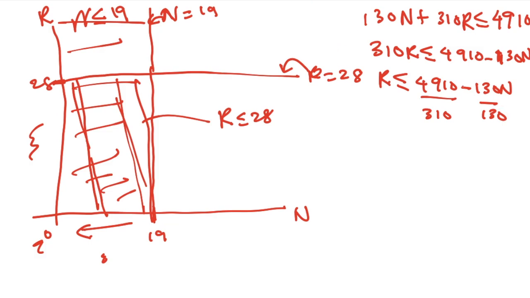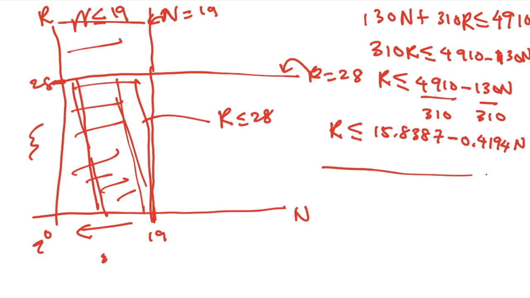Then you rearrange it. Sorry, divide by 310. So it becomes r less than. You see here, I don't change the sign. If I put it equal, later I'll show you how to put it equal so that we can draw the line. So here it becomes 15.8387 minus 0.4194n, less than.